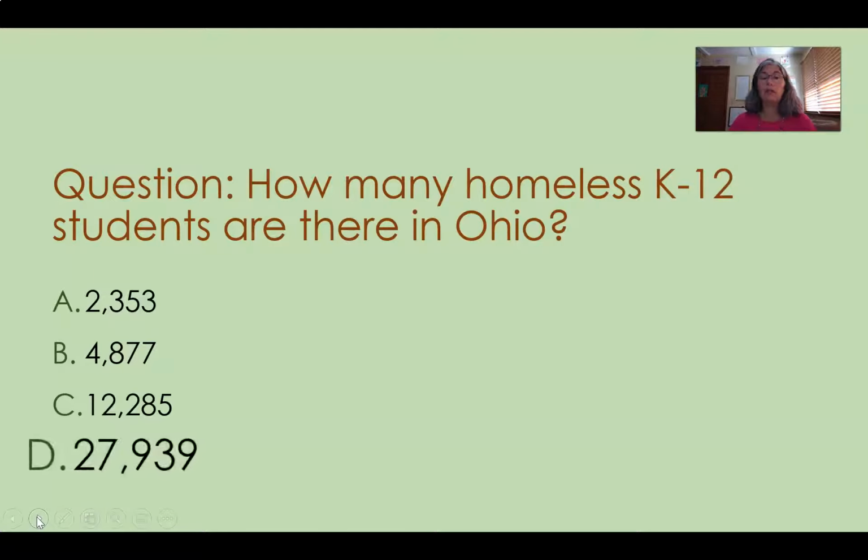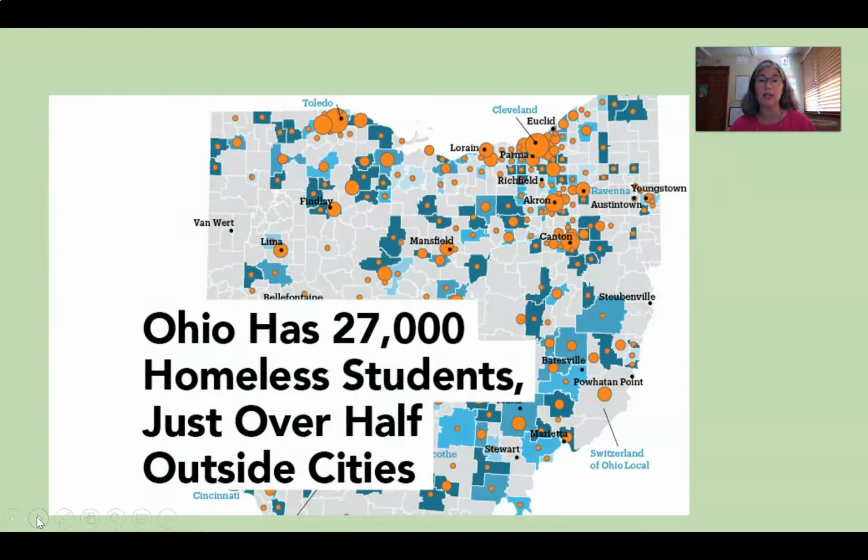If you guessed the 27,000 number, you are correct. I don't know about you, but I was quite surprised at that number. That's a very significant number of homeless students. And here's a map showing their location across Ohio.